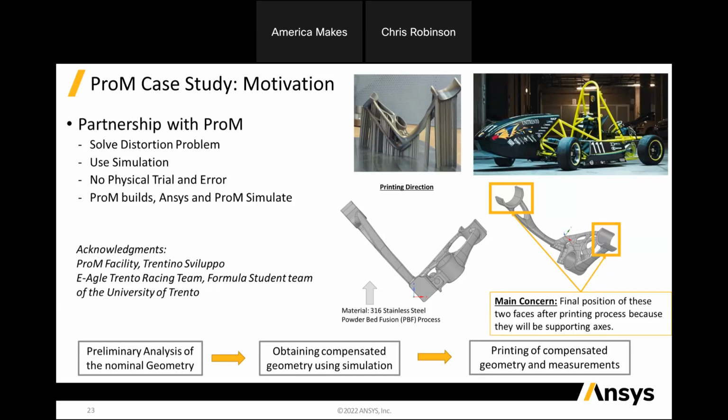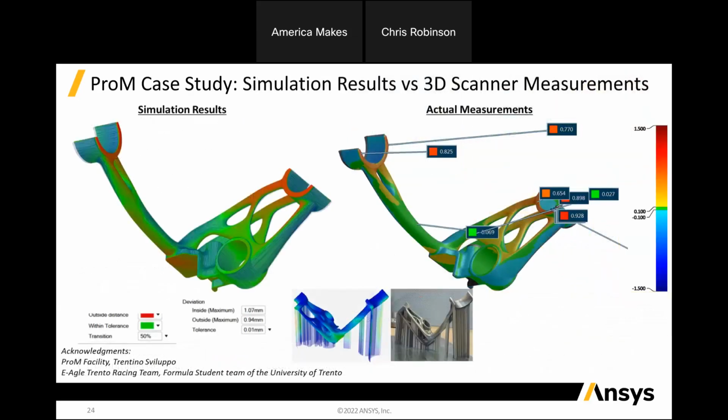the original design intent. So the idea here was that there's a preliminary analysis of the nominal geometry, run that through and obtain the compensated geometry by using simulation. And then in this particular case, they printed both the nominal geometry, the original geometry, as well as the compensated geometry, and measured them. And so, as we go through this process, you can see the predictions relative to the simulation results. You can see how they match very well, where you're going to see that deformation.